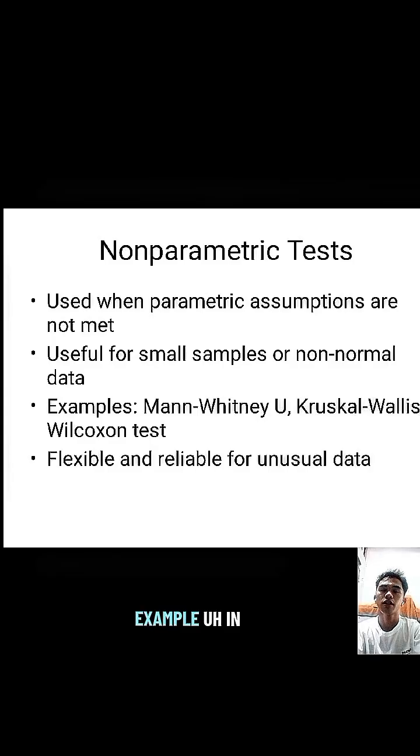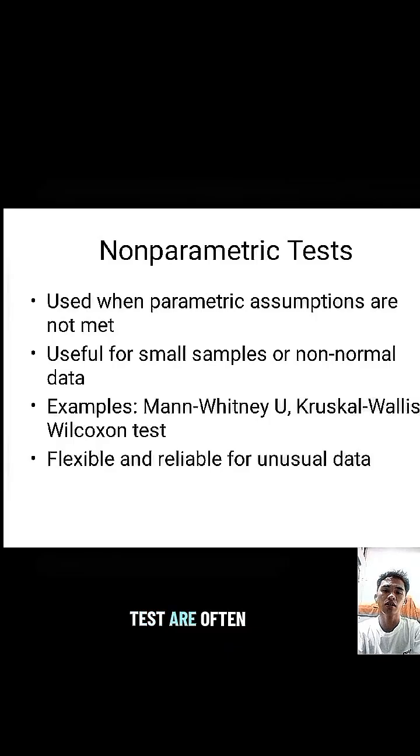Examples include the Mann-Whitney U test, Kruskal-Wallis test, and Wilcoxon signed-rank test. Although they are usually less powerful than parametric tests, they are more flexible and reliable for unusual data. These tests are called distribution-free tests because they do not require the data to follow a specific pattern such as normal distribution.